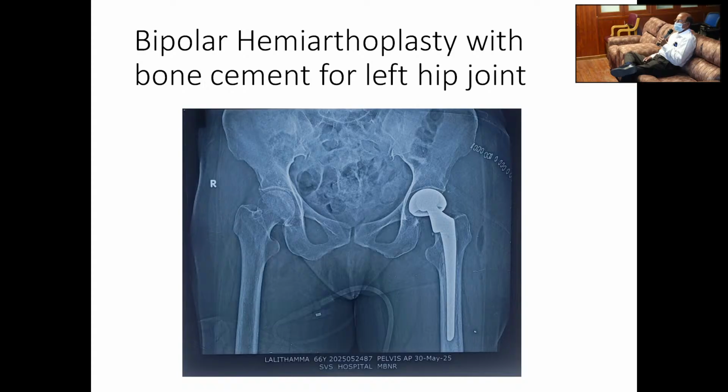Have you looked into that? Did you read all these findings when you looked at the post-op X-ray? We don't care much about that.